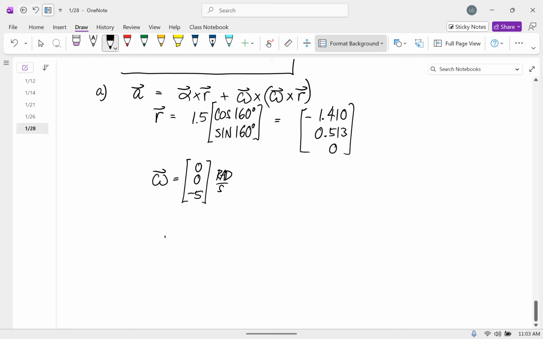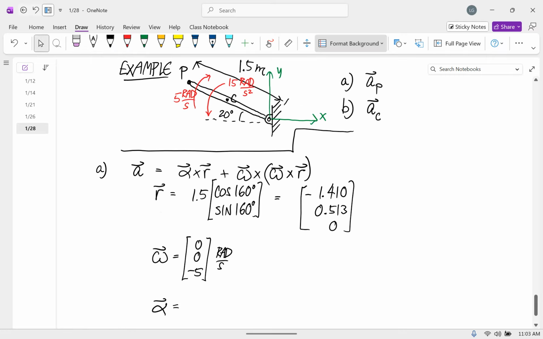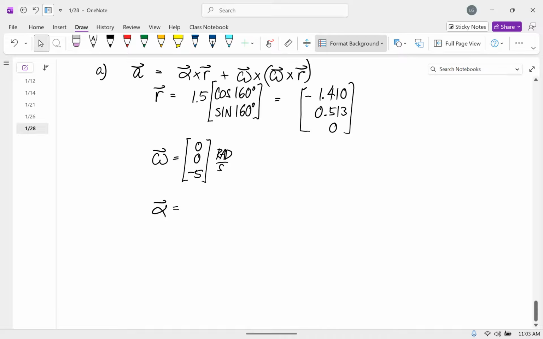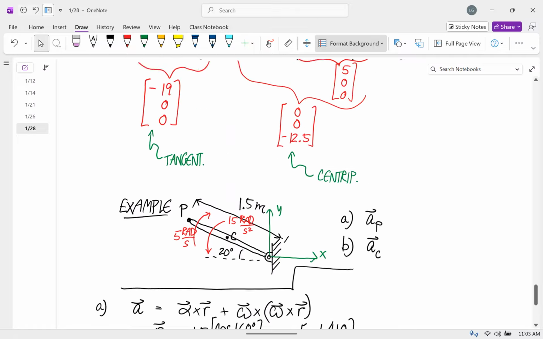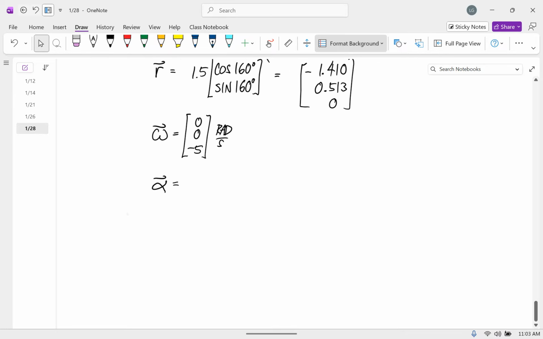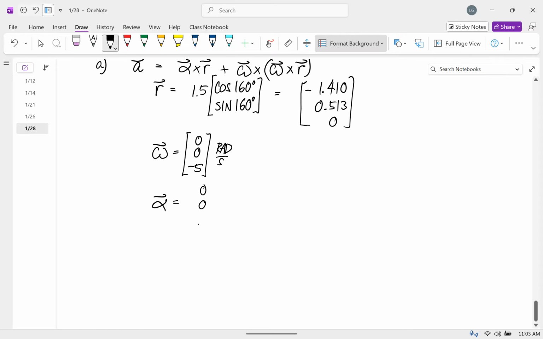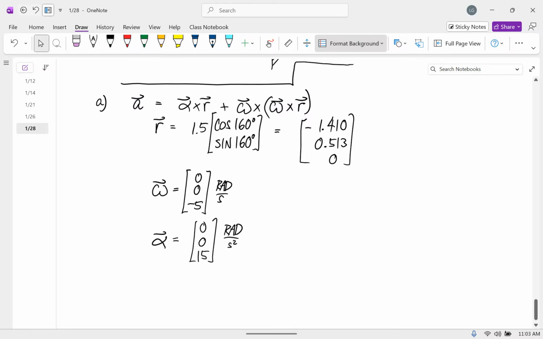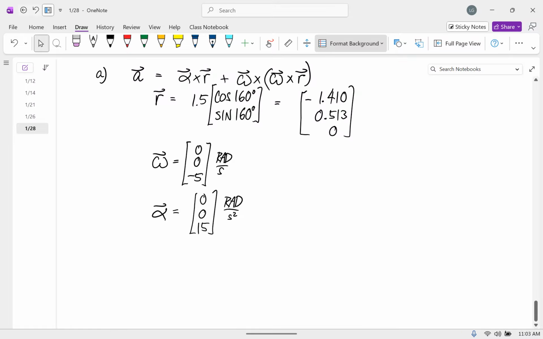And now the angular acceleration, that's going the opposite direction. So curl your fingers in the direction of the angular acceleration. That's in the positive Z direction. So are these rotations speeding up or slowing down? Slowing down, yep. And so this is going to be 0, 0, positive 15. This is radians per second squared.